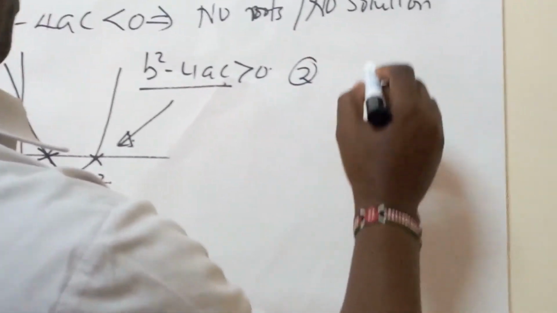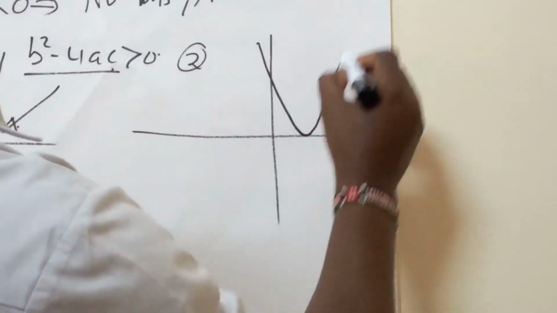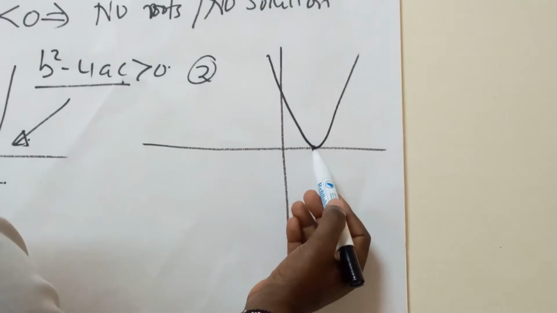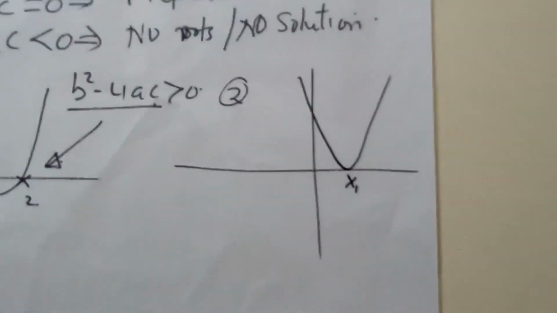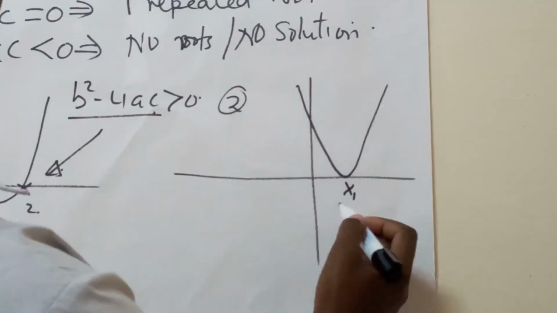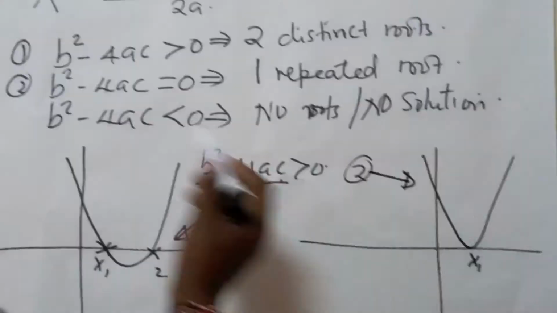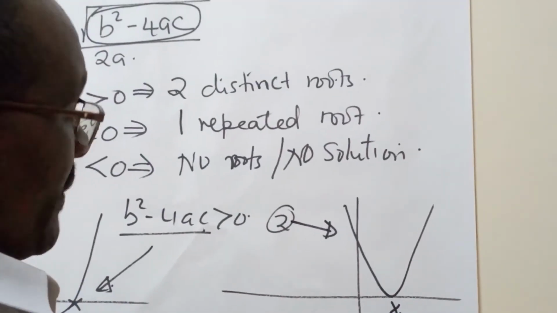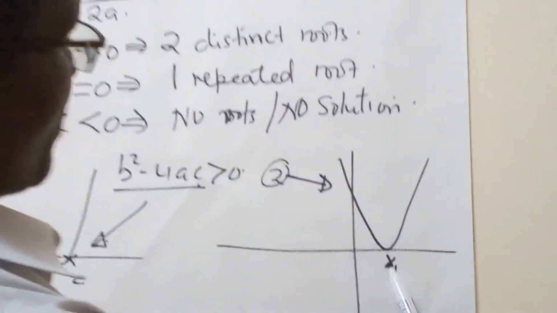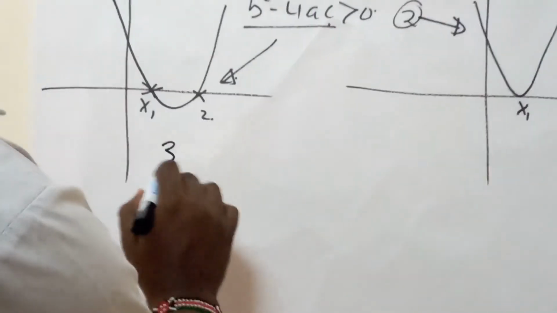In case 2, if we have a graph that looks like this, please note it just touches the x-axis and leaves at just one point, where we have x1, and that is the only root. Then we have one solution, and this is case 2. That means we have only one repeated root, only one possible value of the root of that quadratic function. Let's look at case 3.